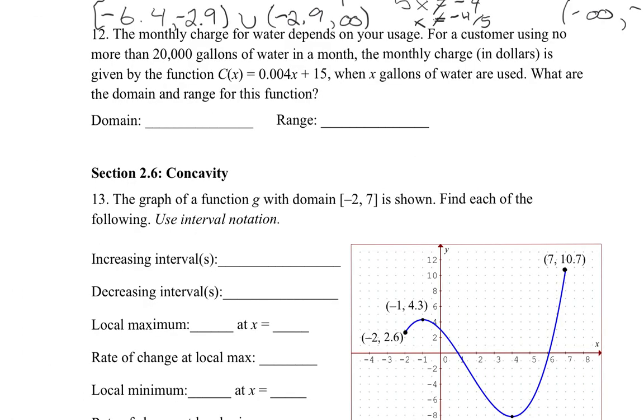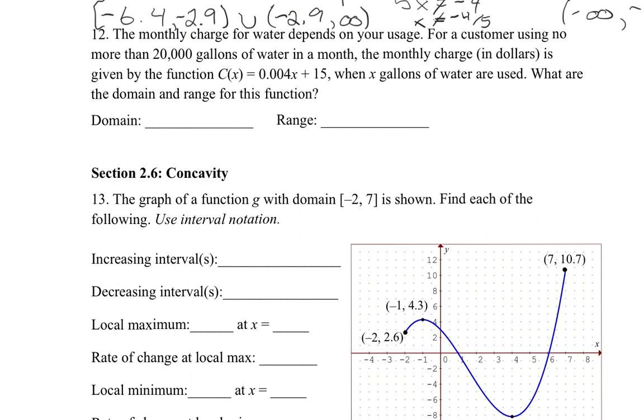Okay, now let's look at problem 12. This problem says that the monthly charge for water depends on your usage. For a customer using no more than 20,000 gallons of water in a month, the monthly charge in dollars is given by the function c of x equals 0.004x plus 15, where x is the gallons of water used. What are the domain and range for this function?